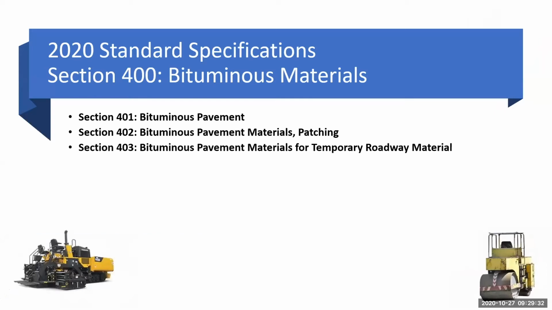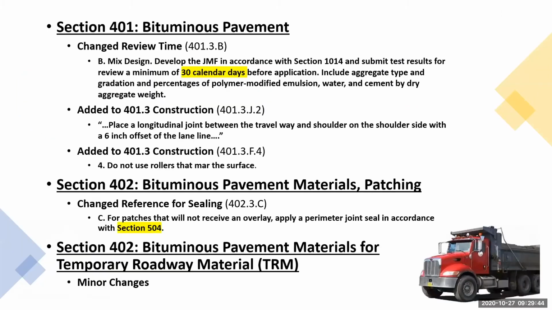401, 402, 403, so bituminous in the 400 section. I will go through an example here in a minute, just to show a side-by-side comparison. Under 401, we made a few changes. Instead of 3 days, it's 30 calendar days for the job mix formula. That's not plant mix, that's specifically job mix formulas.